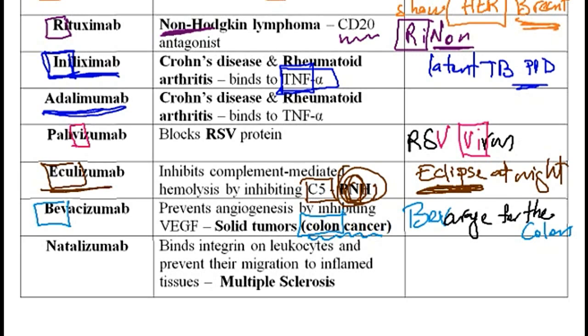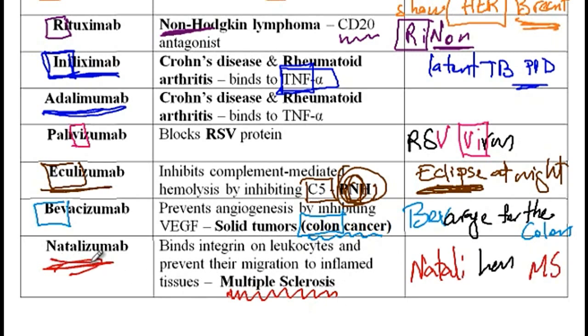And then finally we have Natalizumab, which binds to the integrin on leukocytes, and thus it prevents the migration to inflamed tissues, and thus it's good for the treatment of multiple sclerosis by preventing the inflammation. And the way I memorize it is that Natalie has MS. So Natalizumab is used for the treatment of multiple sclerosis. And that concludes our discussion.